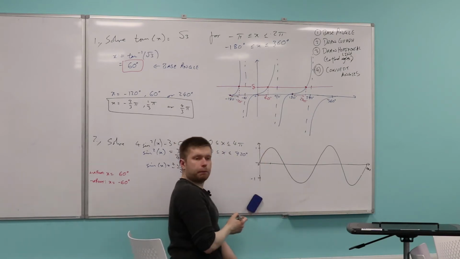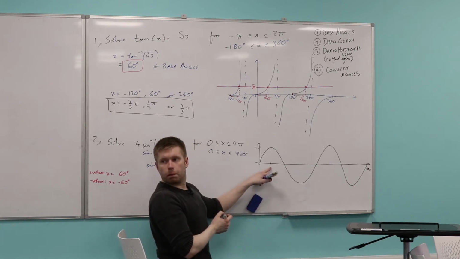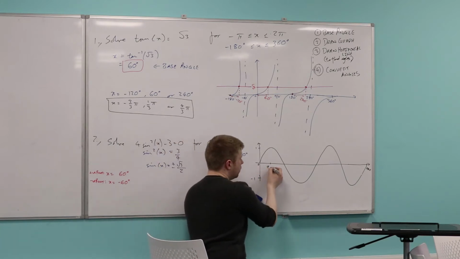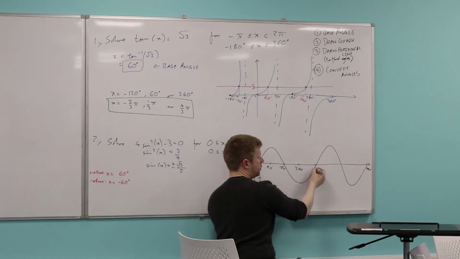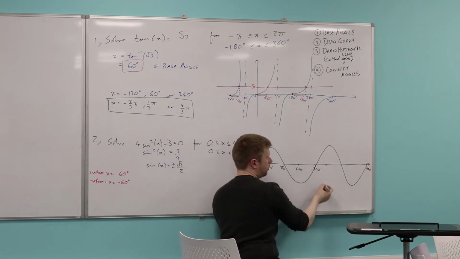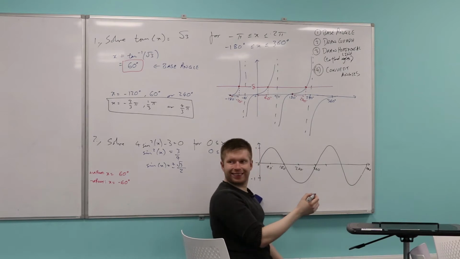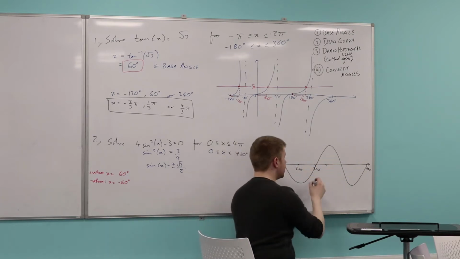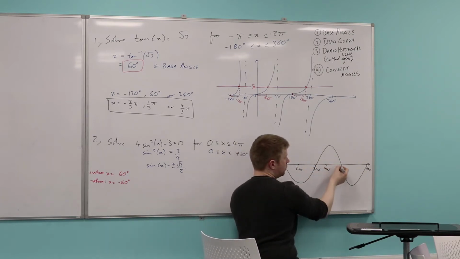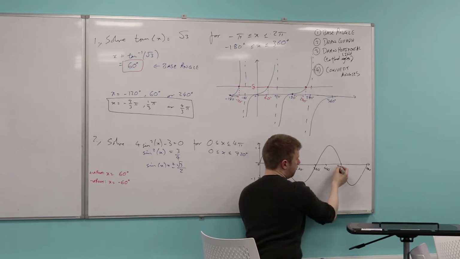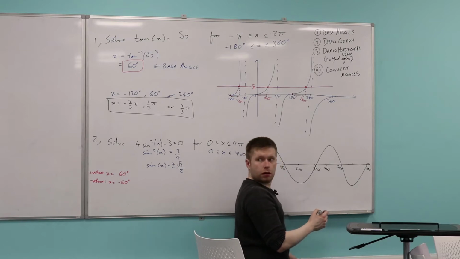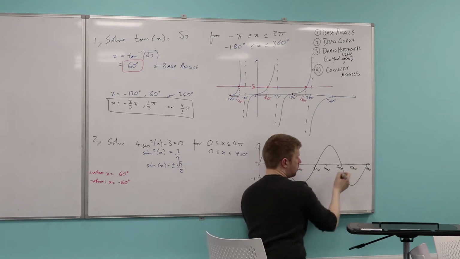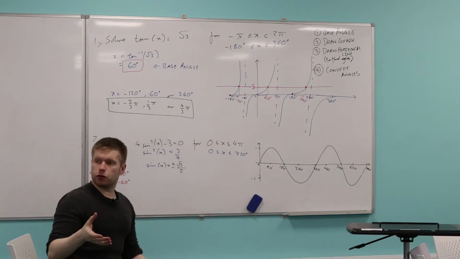What's this point here? 90. Good. What's this point here? What's this point here? What's this point here? This point here. Good. Just add on 90 every single time. Yeah? What's this point here? What's this point here? Good. Okay? So that's enough for the moment for drawing the graph.